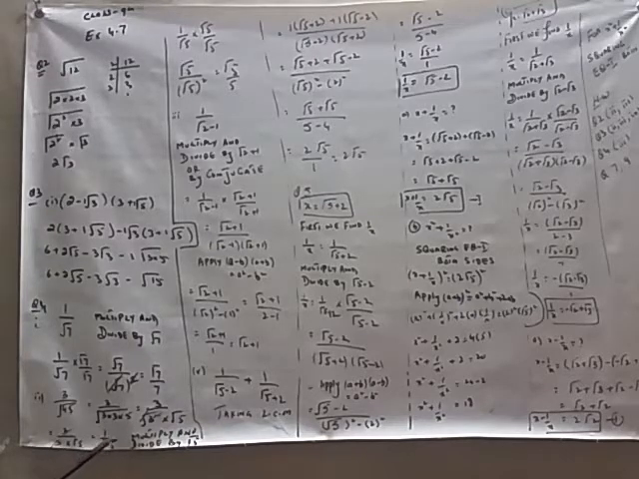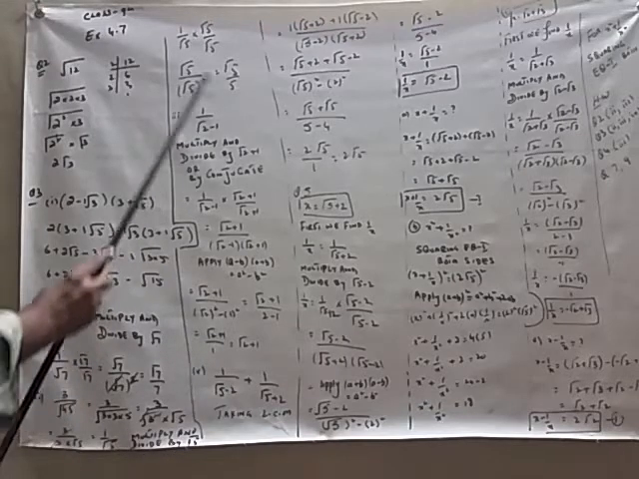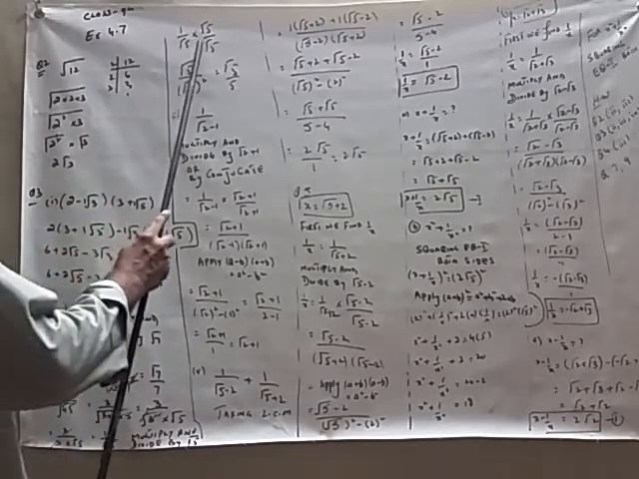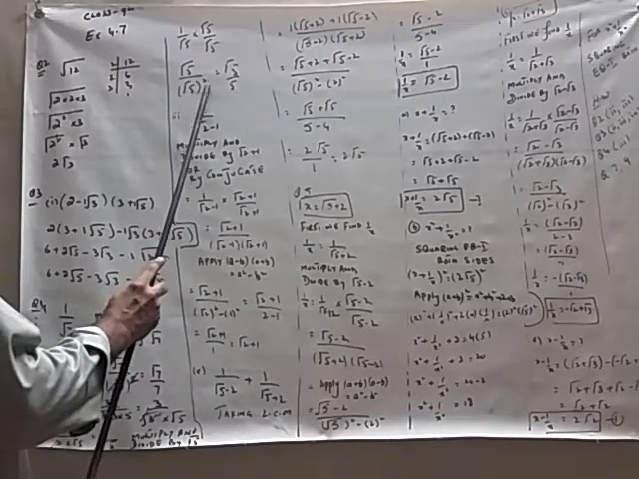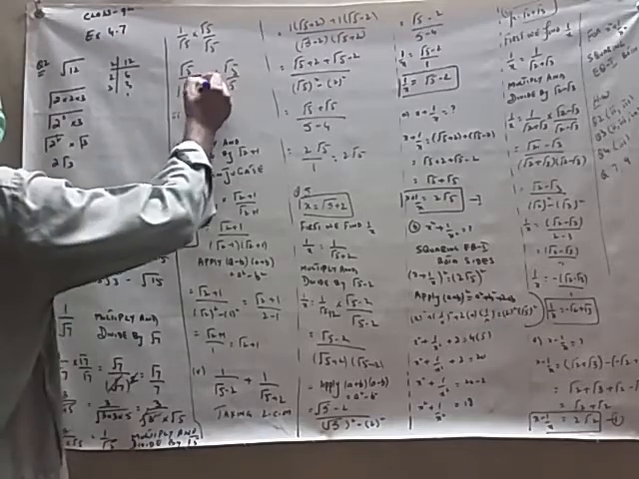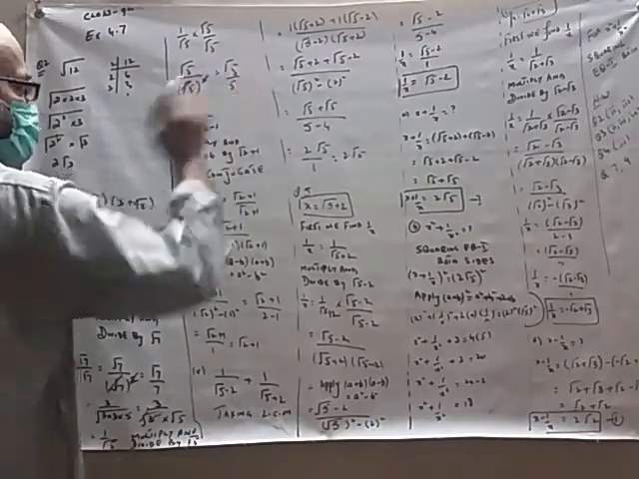Again, there is a radical sign in the denominator. We must multiply and divide by under root 5. 1 by root 5 multiplied by root 5 divided by root 5. We get under root 5 divided by root 5 square. This square cancels the root. We get under root 5 divided by 5.